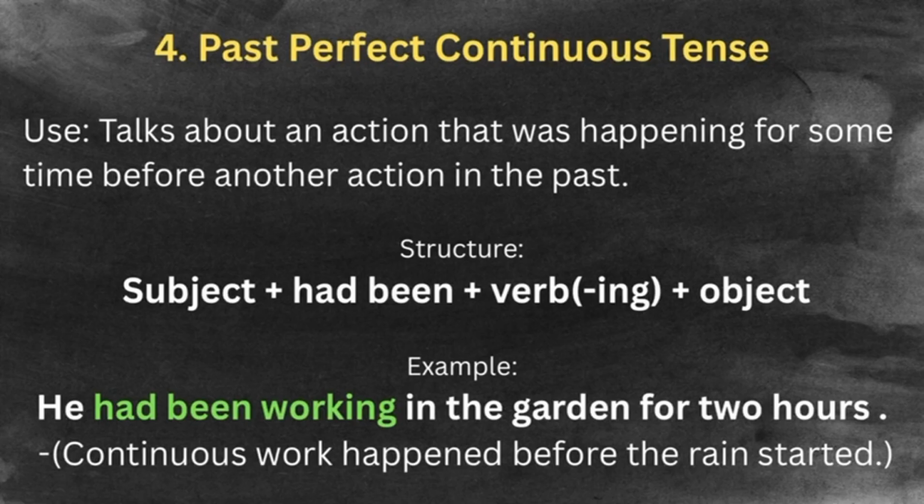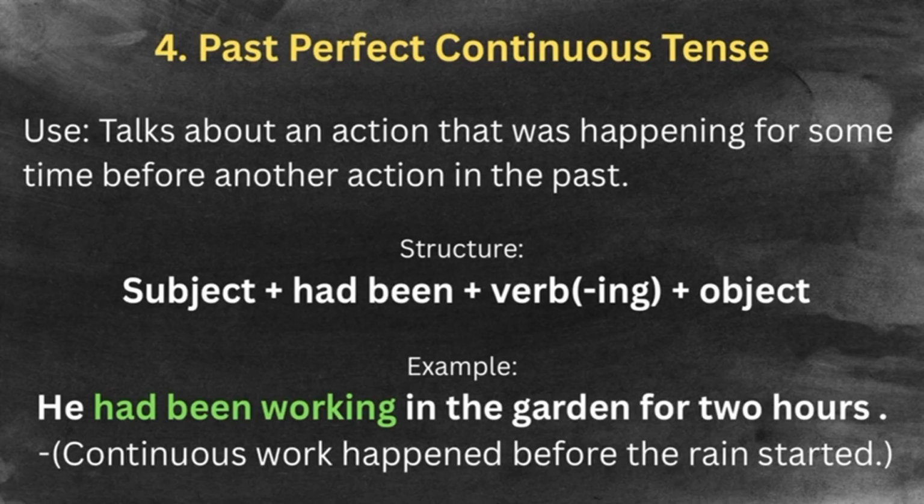4. Past perfect continuous tense. It talks about an action that was happening for some time before another action in the past. Structure: subject plus had been plus verb with ing plus object. Example: He had been working in the garden for 2 hours.